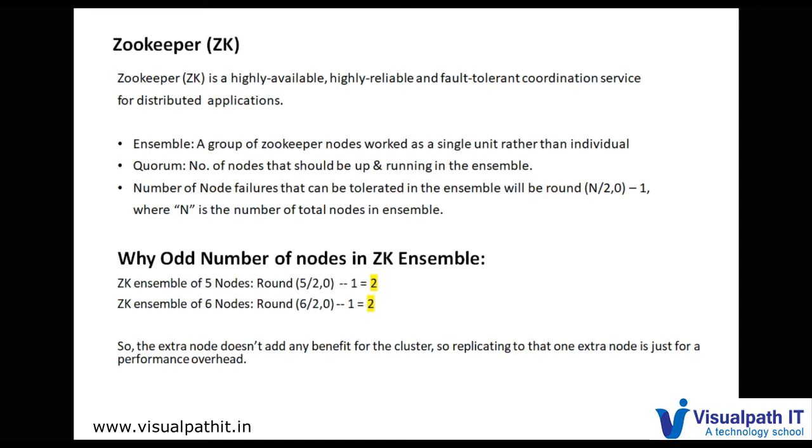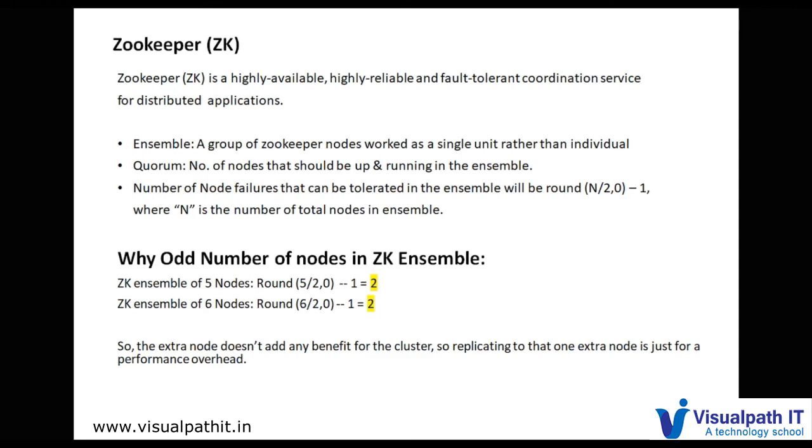And why an odd number of nodes in Zookeeper? For a Zookeeper ensemble of 5 nodes, round(5/2) - 1 equals 2 nodes. If you take 5 nodes, 5 by 2 is 2.5, minus 1, so we can consider it as 2. Still, if you have 3 Zookeepers and 1 goes down, we still have 2 more. Those 2 work as a group, they can take a decision and work for the client requests.